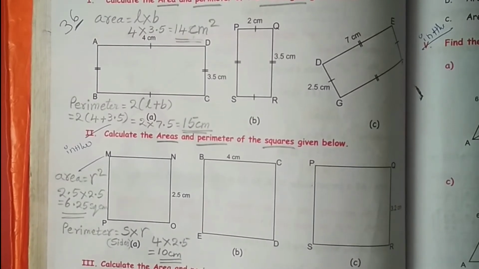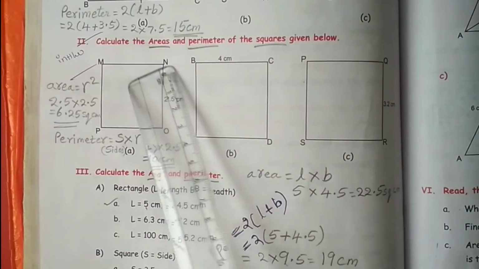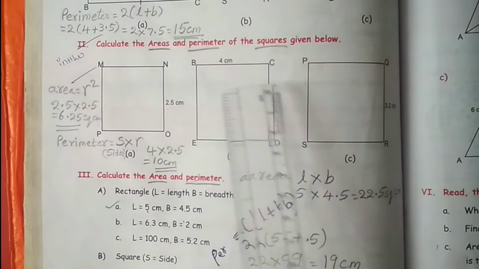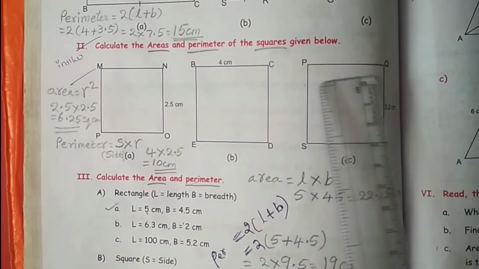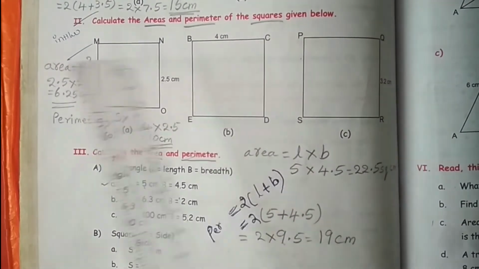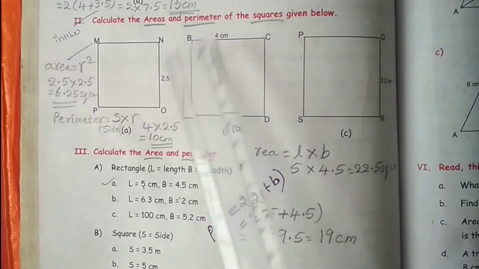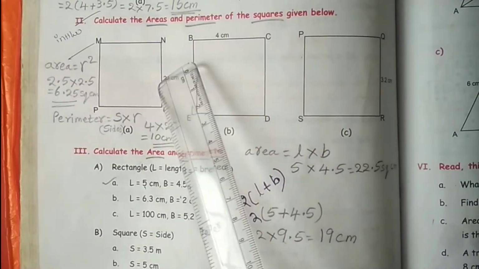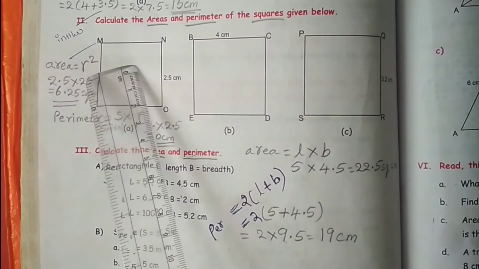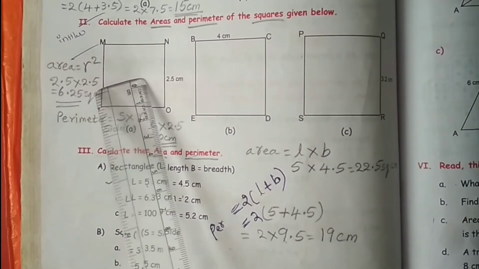Likewise, you do the B and C bits. Okay. Now, see the second question here. Calculate the area and perimeter of the squares given below. Now, check this a bit. Here, what they have given? MNOP. Right. So, 2.5 centimeters. Breadth and the length also. Same. All the four sides are equal of the square.